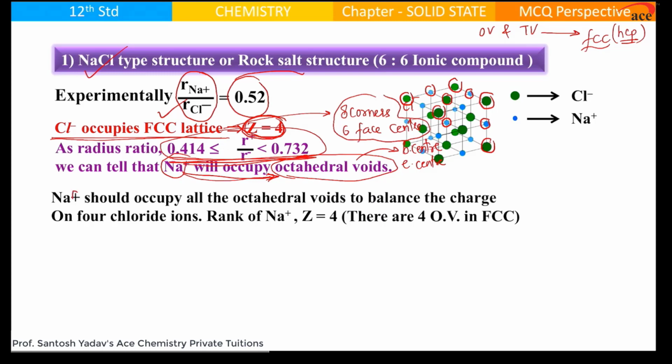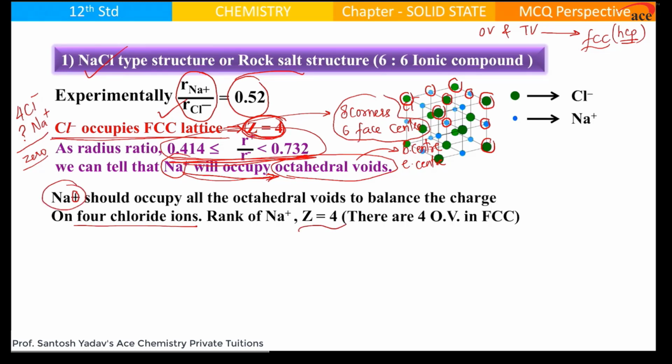How many Na plus ions will be present? That is the next question that we have. We are aware there are 4 chloride ions and any unit cell should have 0 charge. So, how many Na plus ions should be present? Clearly 4 Na plus ions should be present. So, to balance 4 chloride ions, 4 Na plus ions should be present.